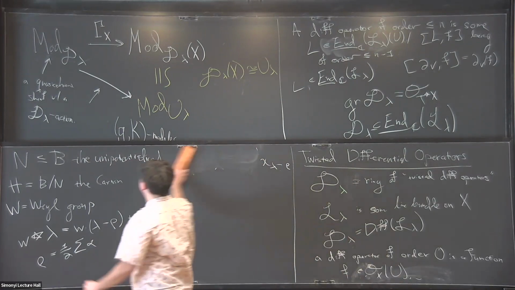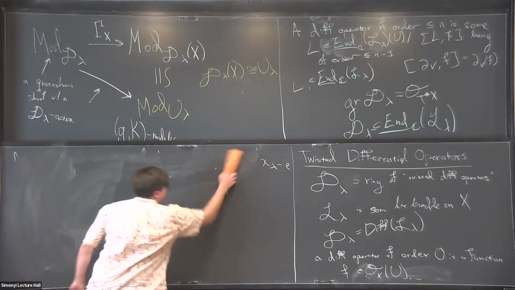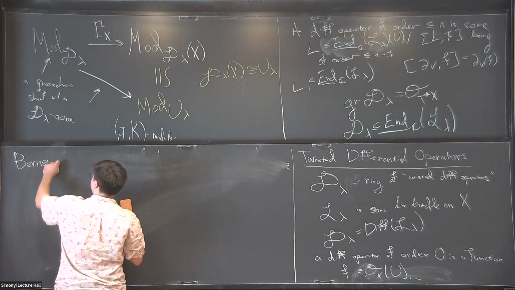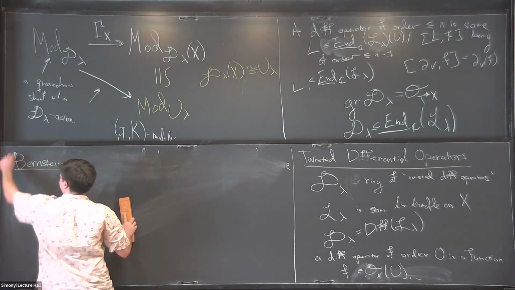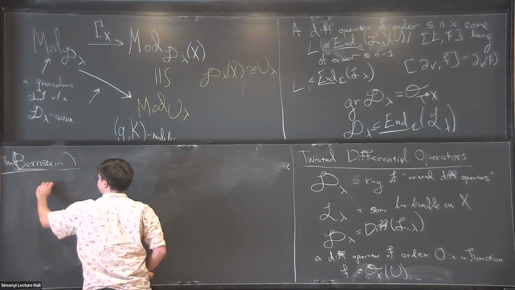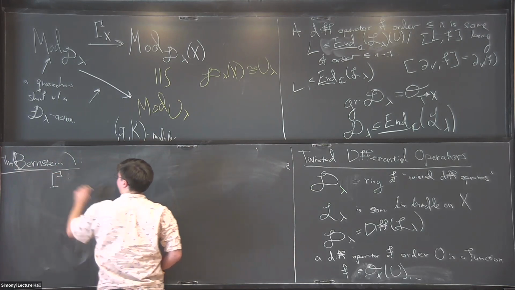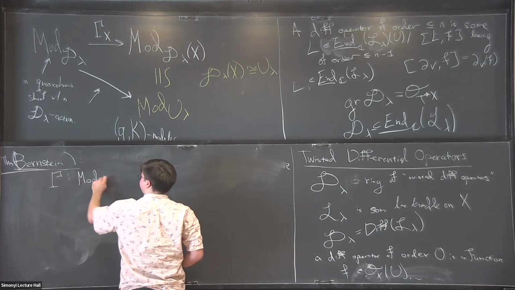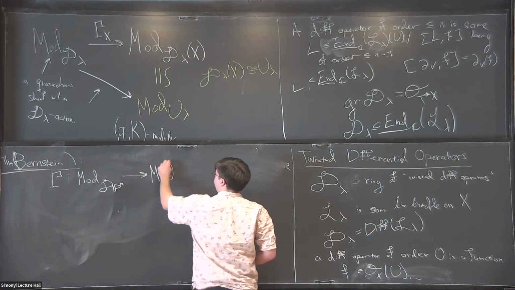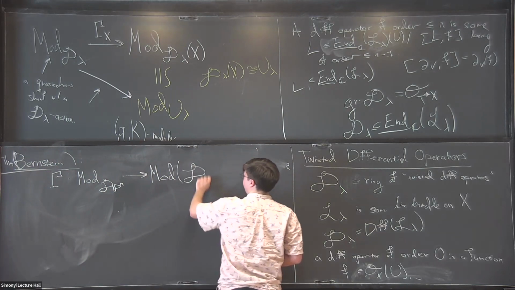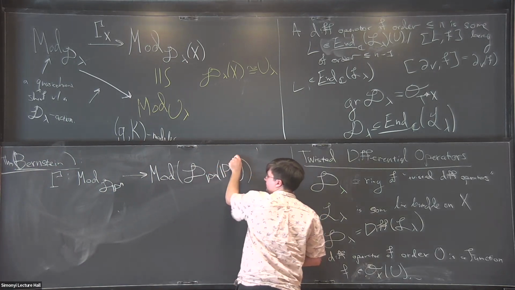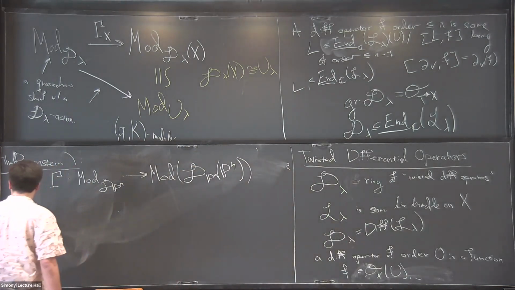So Bernstein proved the following. The global sections functor Gamma from D modules on projective space to modules over the ring of global differential operators on projective space is an equivalence of categories.